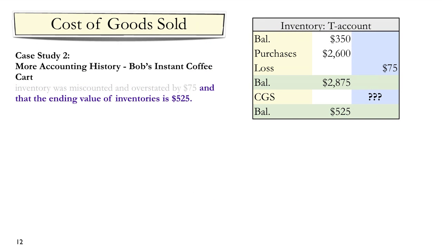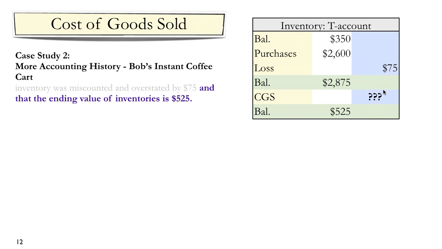Another account that we've looked at before is cost of goods sold. So in this case, at the end of the month, the inventories are counted again, and it's determined that the ending balance is $525. So let's look at the T account to determine what happened during the month. Beginning balance $350, $2,600 in purchases, an adjustment for the error correction of $75, which means that the balance in the inventory account is $2875 until we recognize cost of goods sold for the period. The ending balance, which is determined by a count of the inventory, is $525.